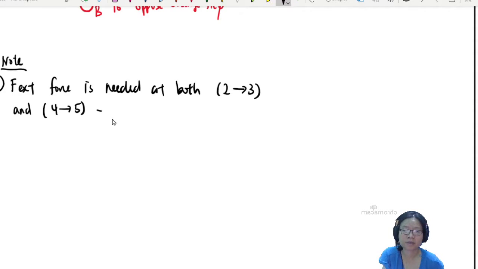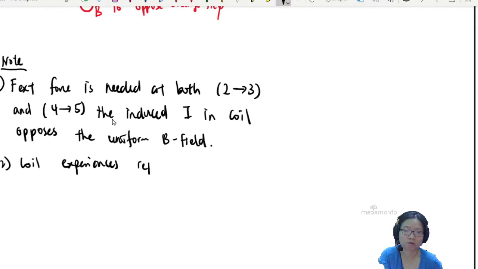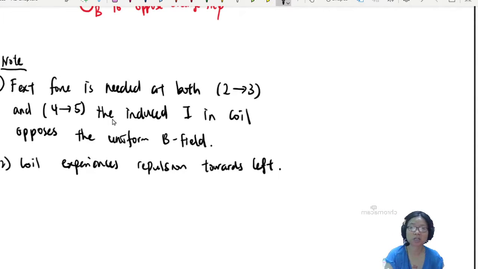Because the induced current in the coil opposes the magnetic field, the uniform magnetic field. So if it opposes the uniform magnetic field, then what happens is that the coil will experience a repulsion, in the drawing towards the left. That is one way to look at it, talk about force.